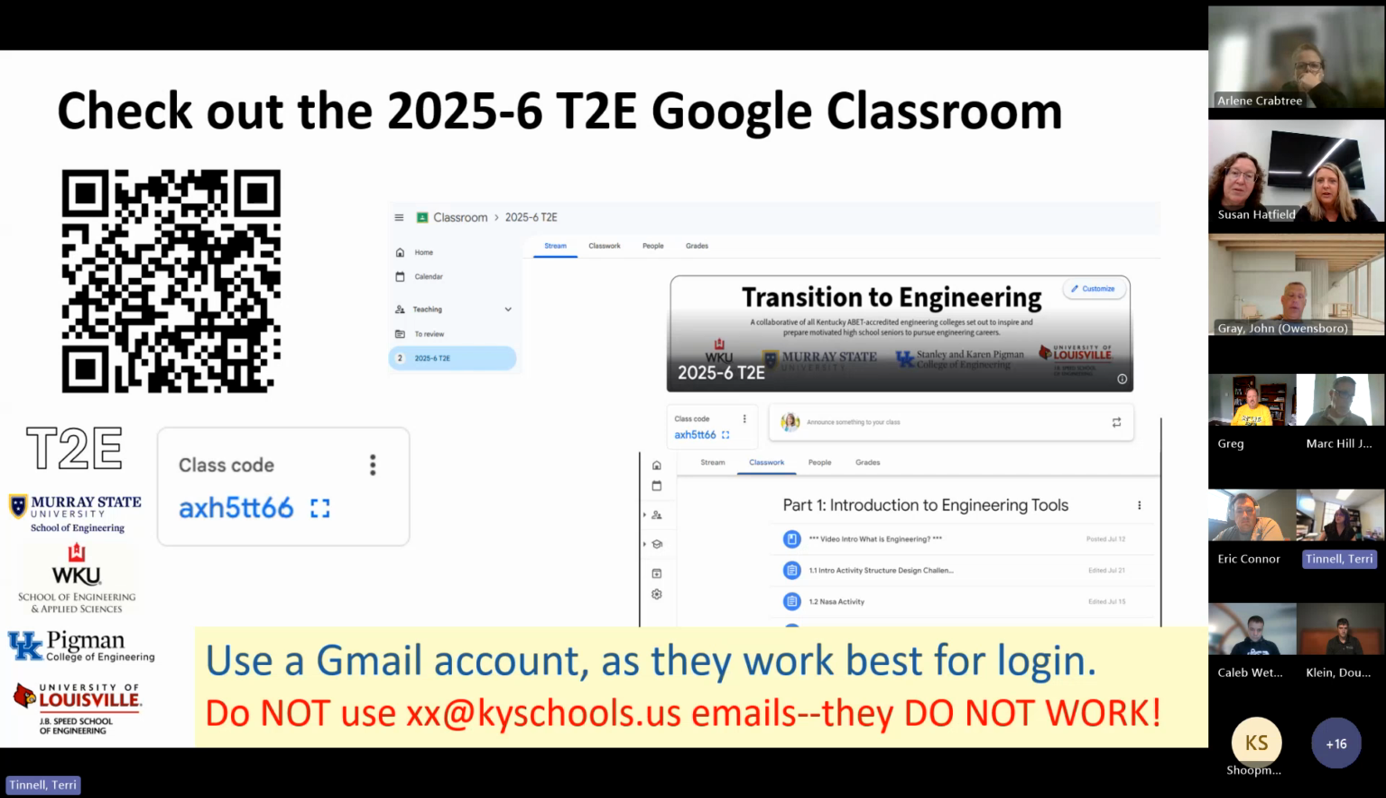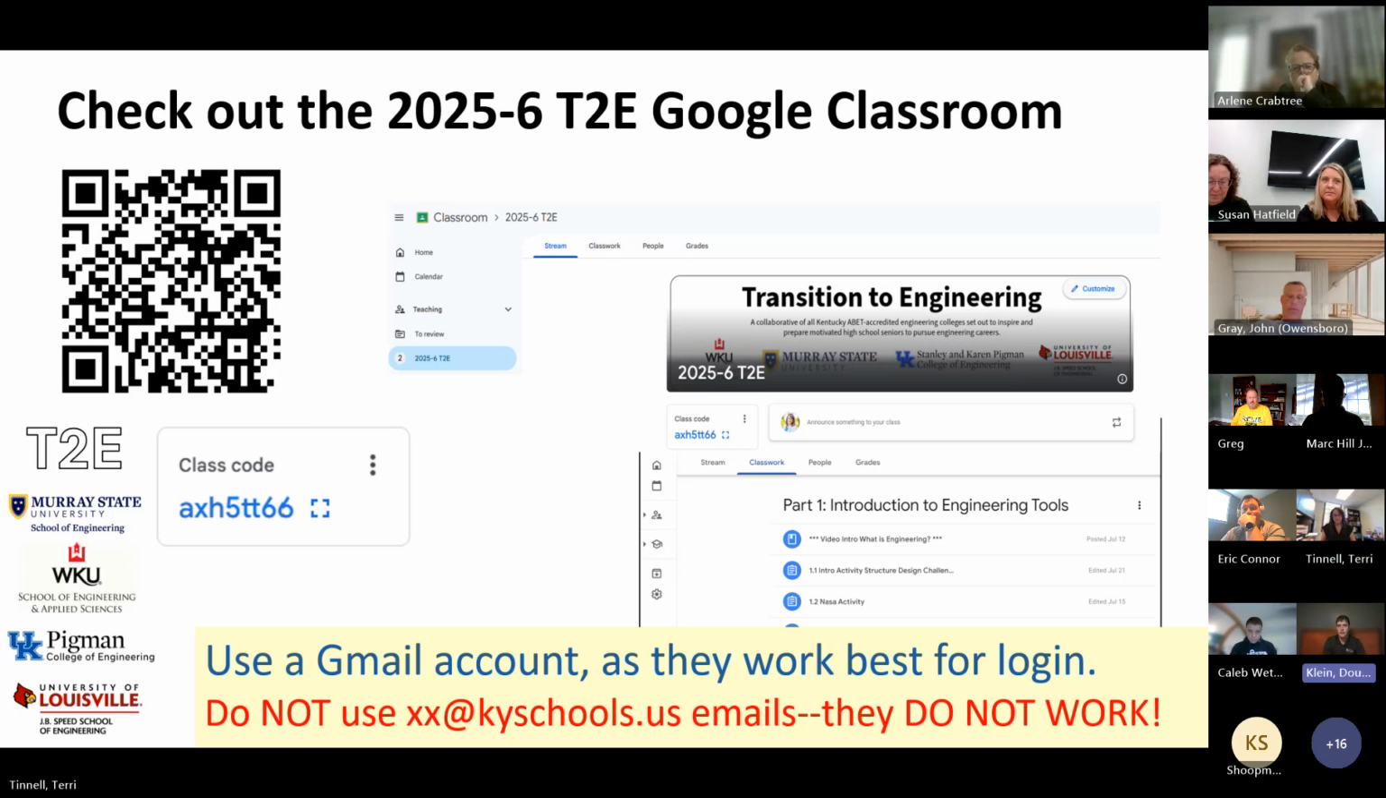Oh, and I think you all should see the class code there. But right now is not really the essence of what we're sharing. I just wanted to give you the most updated version at this time. And that's what it'll look like at the top. You'll see transition to engineering.